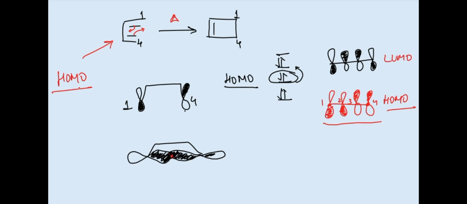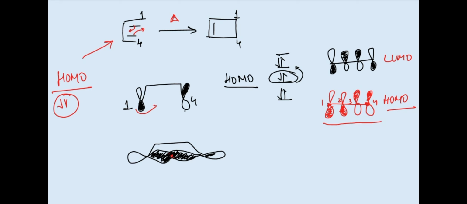And remember, HOMO contains electrons of highest energy, which actually participate to form a new bond. So the HOMO of 1,3-butadiene looks something like this. Focus on the first and fourth carbon, because we are focusing on the bond formation between 1 and 4, the new sigma bond formed between 1 and 4. If you see the first and fourth carbon, the first carbon has the shaded region in the lower direction and the fourth carbon in the upper direction.